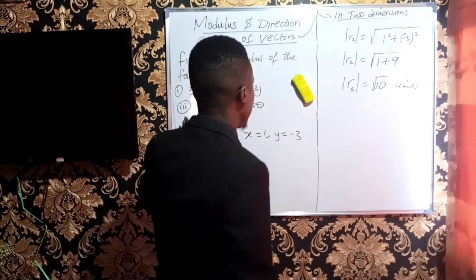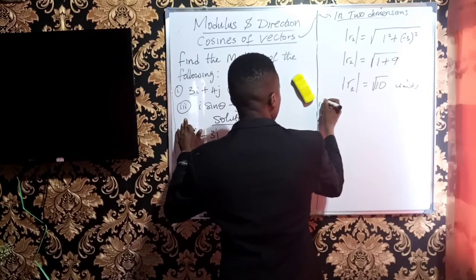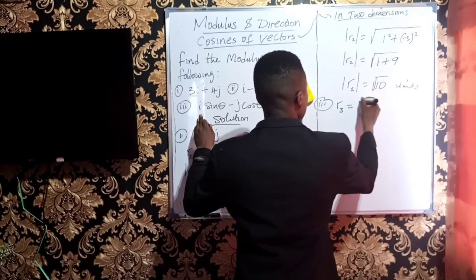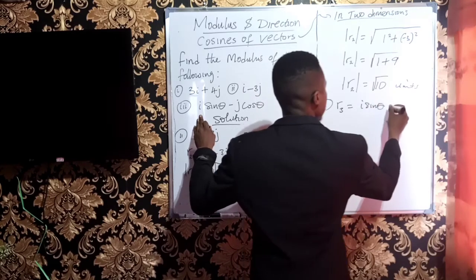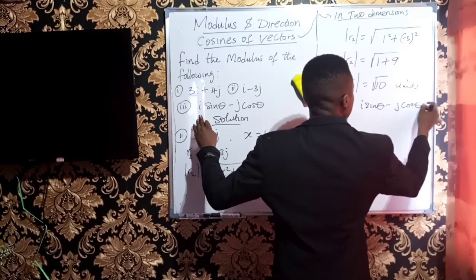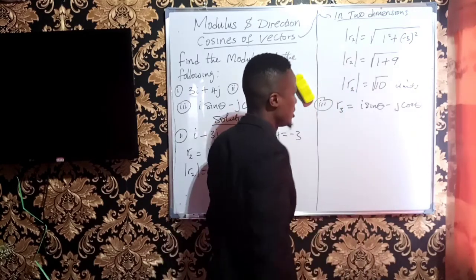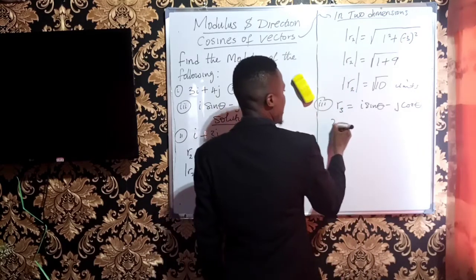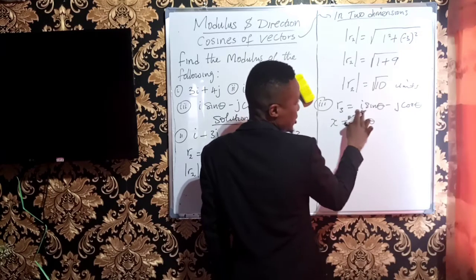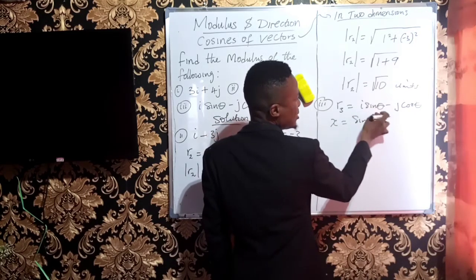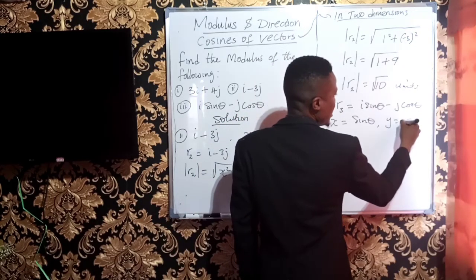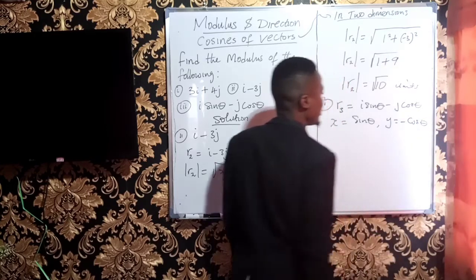Okay, the third one we have, let's say r3 equals i sine theta minus j cos theta. From this, my x equals sine theta, because sine theta is just the coefficient of i here. Then my y will be negative cos theta.